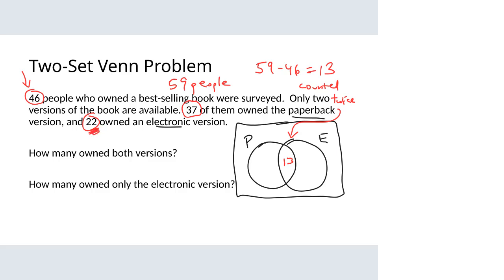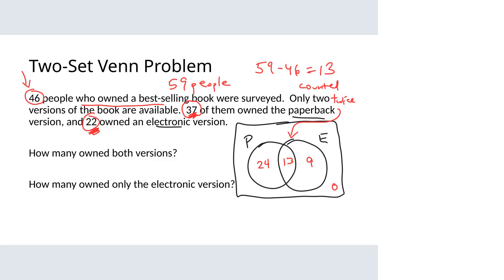22 on the electronic version, well, there's already 13 in there, so I'll need 9 more. 37 on the paperback version, there's already 13 in there, so we'll need whatever 37 minus 13 is. 24 more. And there's not going to be anybody outside the circles because the only people we talked to own the book. 46 people who own the book, so there's not going to be anybody outside the circles.